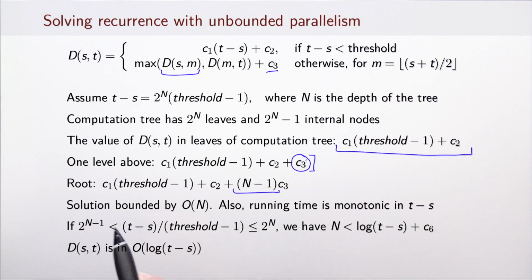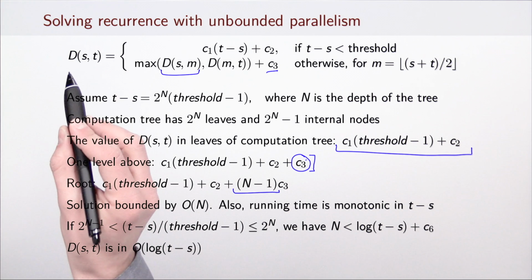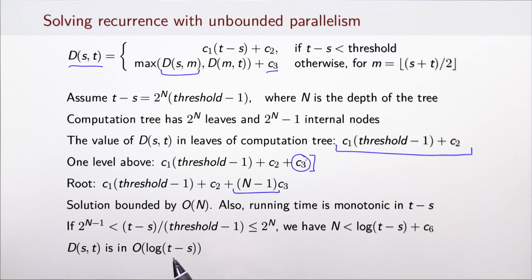So this time, the cost of our function here, this D(s,t), is in fact bounded by O(n), as opposed to O(2 to the n). Now, as before, running time, even in this case, when we assume unbounded parallelism, is in fact monotonic in t minus s.